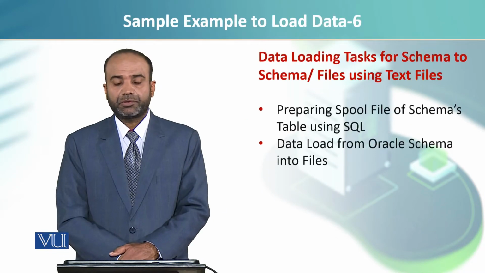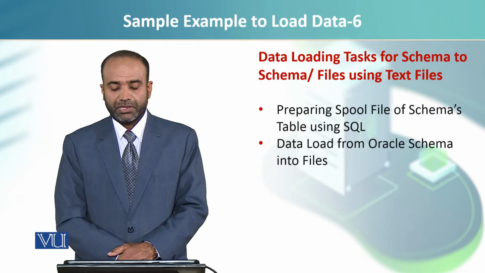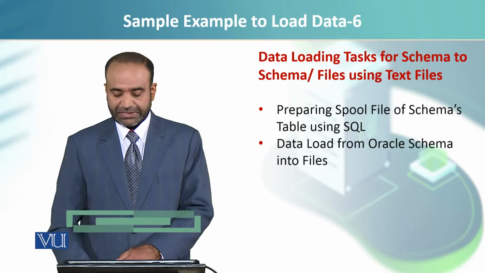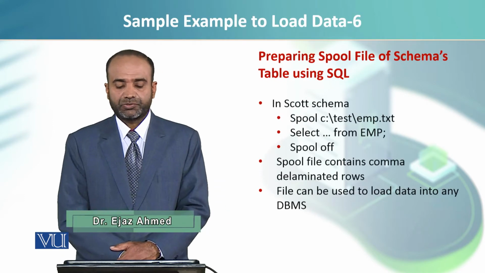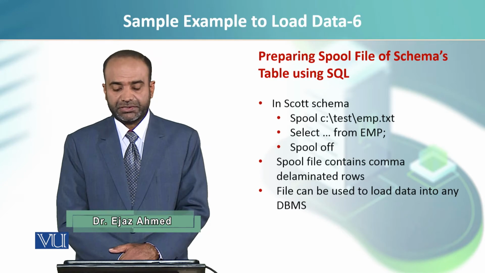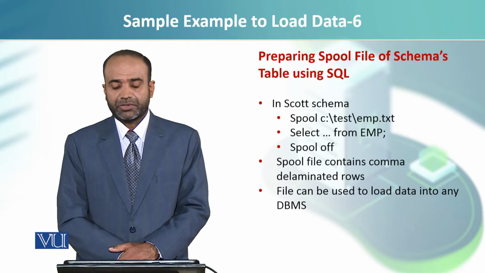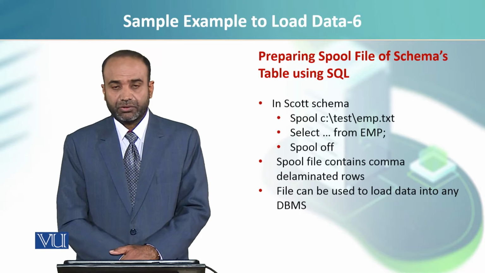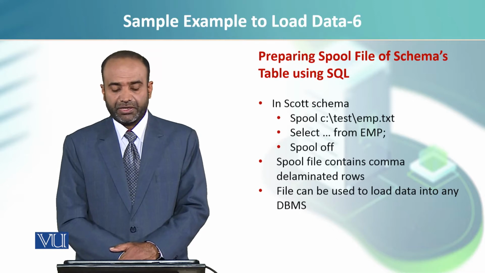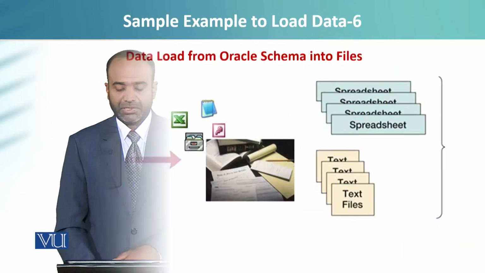So we have to prepare a spool file of a schema table using SQL and data load from the Oracle schema. In this particular case, we will run a command like spool c:\test and put some kind of file over there, and we will put the select statement with comma delimiters, and we run spool off and all the data will be saved inside the file. So this is how the data is saved from database to data file.